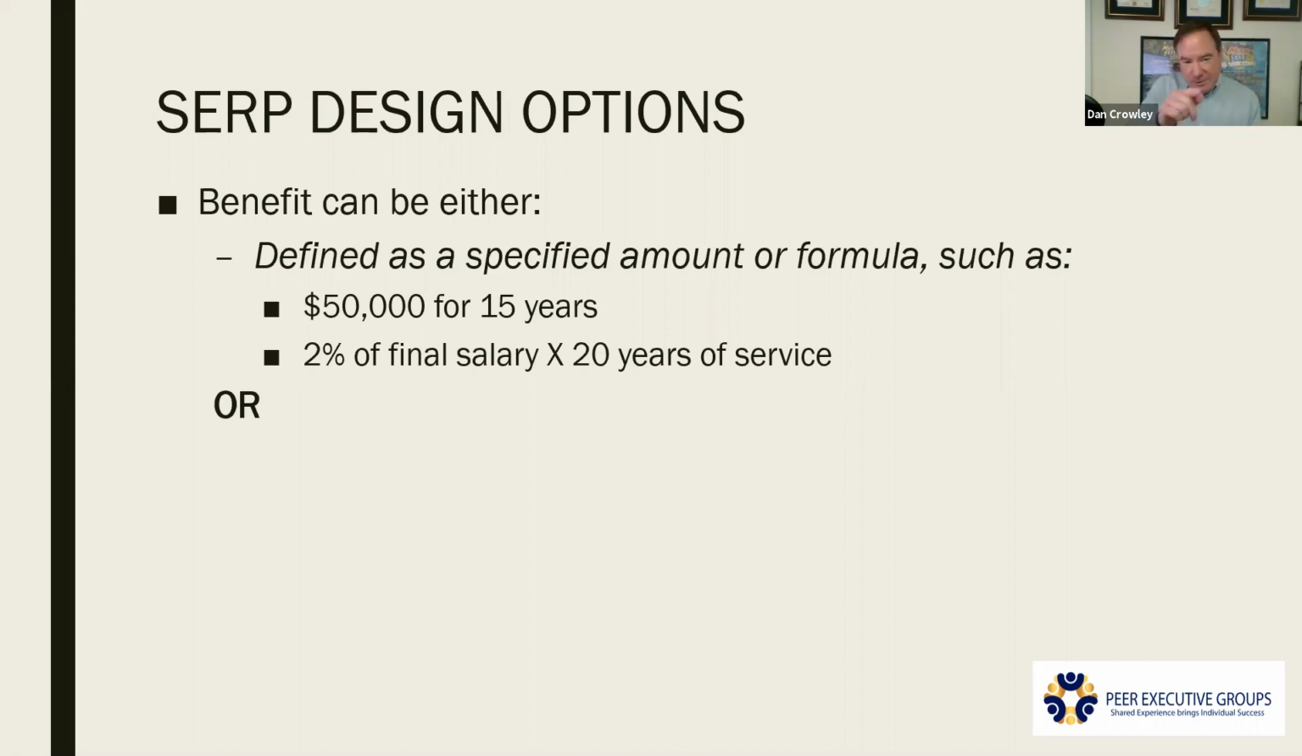So that's what, in this particular example you're seeing up here, $50,000 for 15 years, or you might say something like, we'll give you 2% of your final salary times 20 years of service, right? So there are different ways you can design how the defined benefit looks.